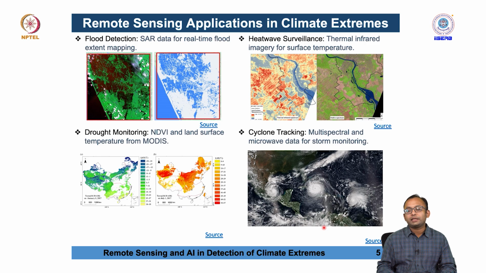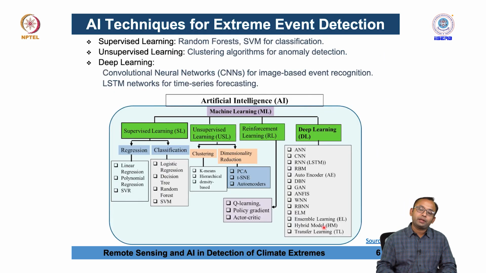So this is how we can do a remote sensing application in extreme event detection. There are AI techniques for extreme event detection. For example, you can use supervised learning, such as random forest. You can also use unsupervised learning, such as k-means, clustering, hierarchical density-based clustering, and dimensionality reduction. Then you can use deep learning algorithms: ANN, CNN, RNN, RBM.